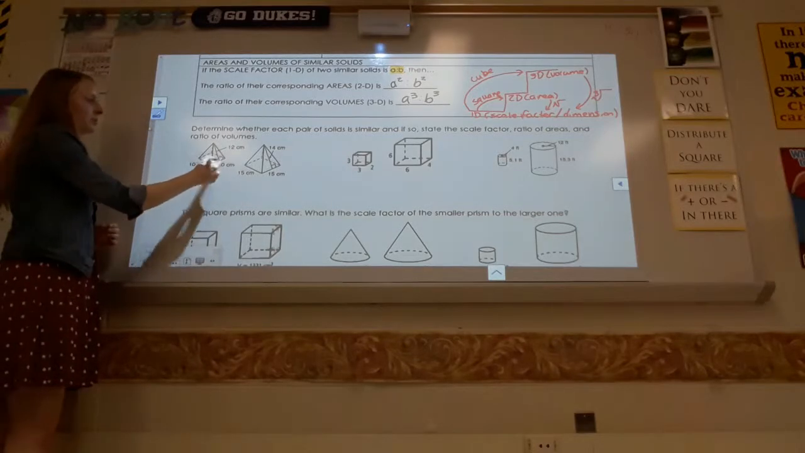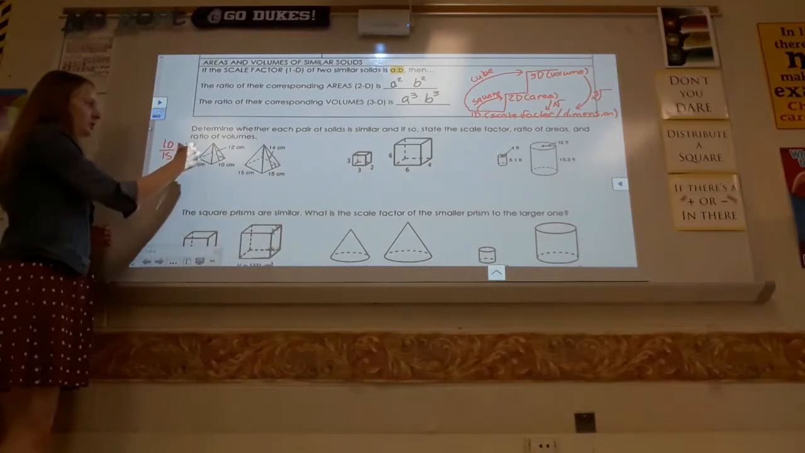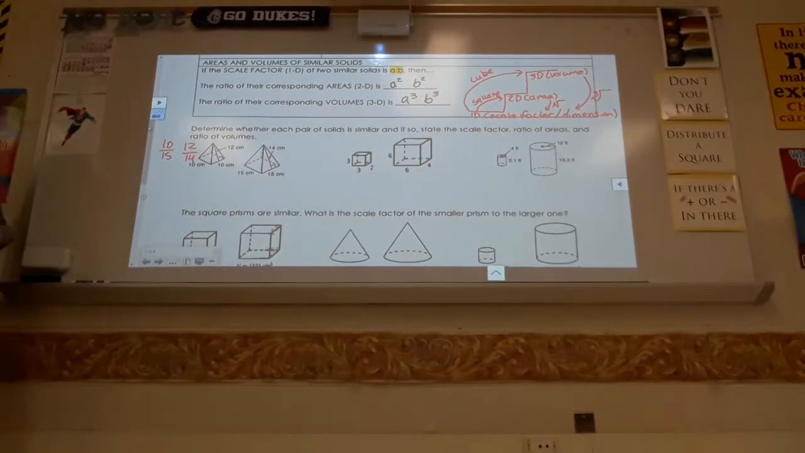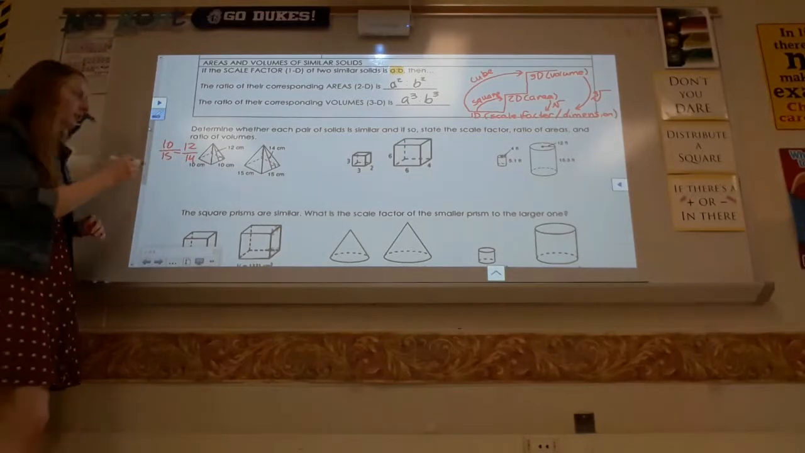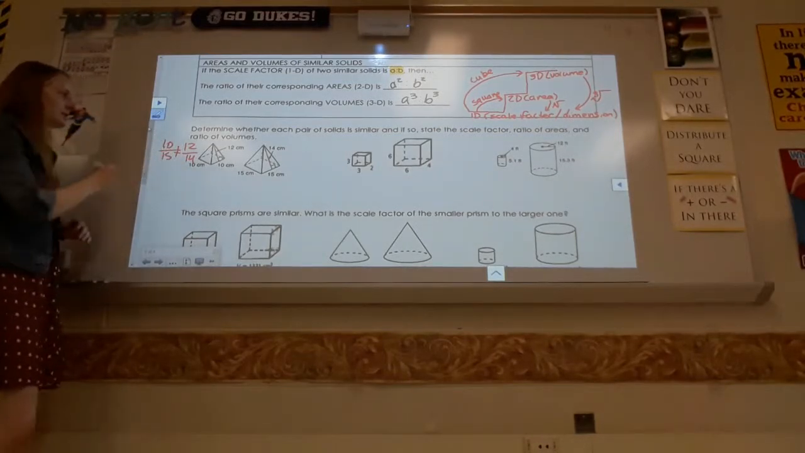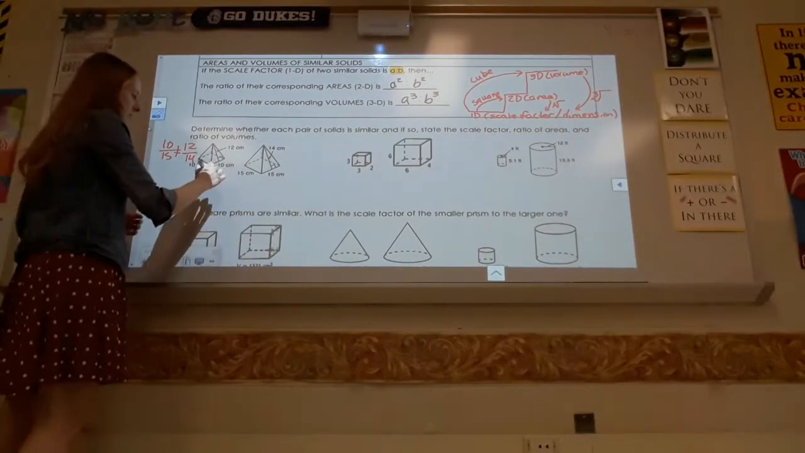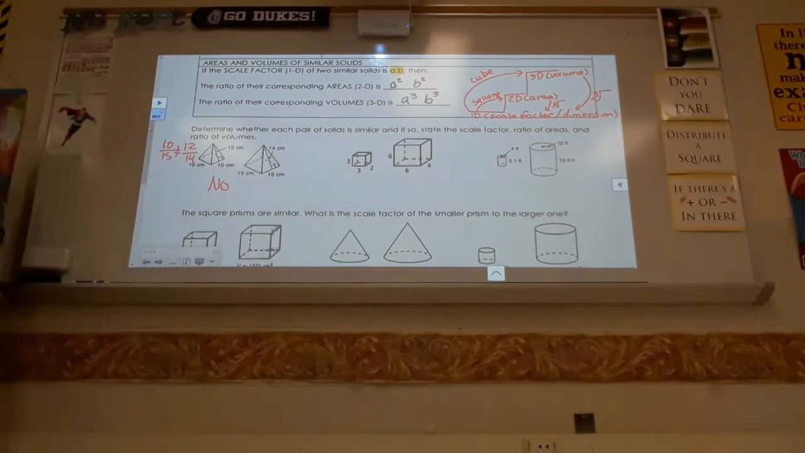So if I check, these are both 10, those are both 15. If I check that relationship to the relationship of the slant heights, it looks like that's what they're giving us. Would those be the same? Are those corresponding ratios the same for all the dimensions? No, they're not the same. So would these be similar pyramids? No. If your answer is no, you would then move on. There's no scale factor or anything beyond that if the answer is no.